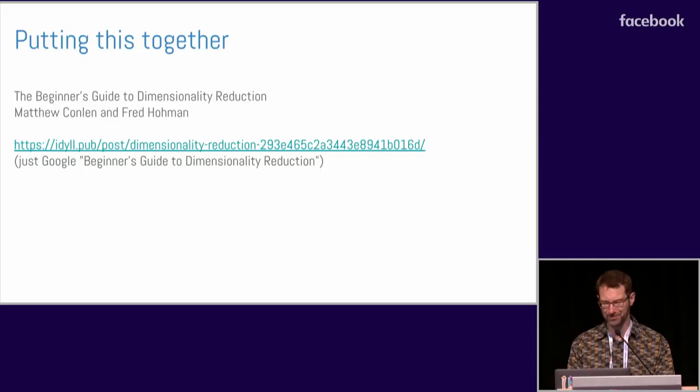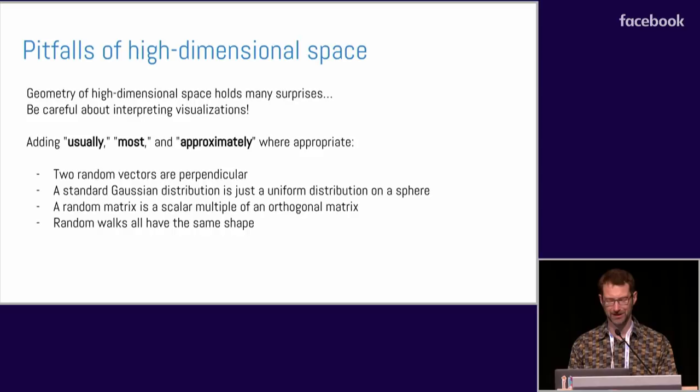Okay, there's one last topic I want to talk about while we're talking about high-dimensional space, which is that the geometry is very weird. In many ways, it's quite the opposite of what we learn in two and three dimensions. So here are four statements, and you have to pepper these statements with the usual mathematical caveats, but to a first approximation, they're all true: if I pick two vectors at random, they're going to be at right angles.